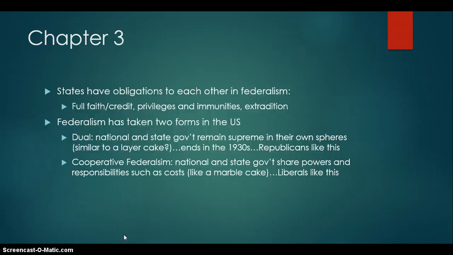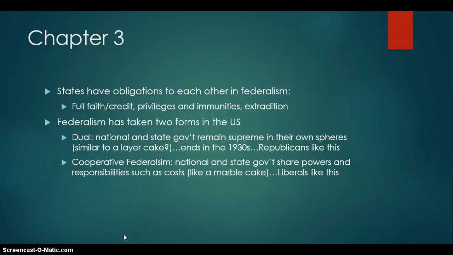Another obligation that states have to each other is privileges and immunities. Citizens are afforded the same rights and privileges no matter the state. So New York can't say, oh, New Jersey drivers have to pay 10% extra on tolls. Can't do that. Everyone has to be treated the same. And then extradition. If you commit a crime in California but you live in New Jersey, California could request, once you get arrested in New Jersey, that you be brought back to California to face trial.